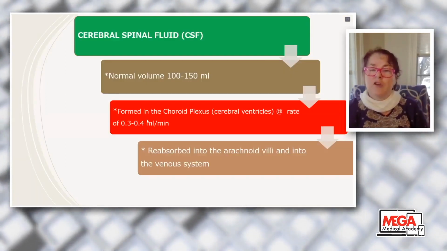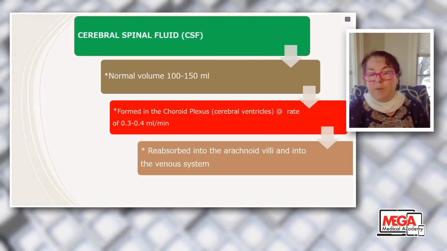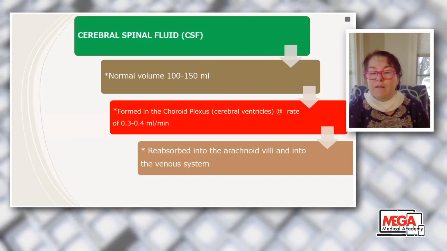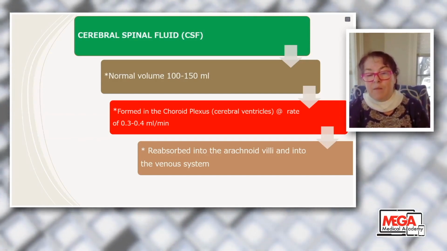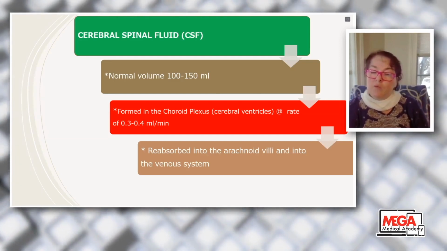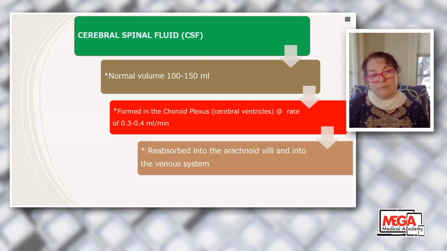Next, I'm just going to touch on cerebral spinal fluid. The normal volume of cerebral spinal fluid is about 100 to 150 milliliters. It's made in the choroid plexus and the cerebral ventricles. It's made at a rate of about 0.3 to 0.4 milliliters a minute. And then it's reabsorbed into the arachnoid villi, and then it goes back into the venous system.